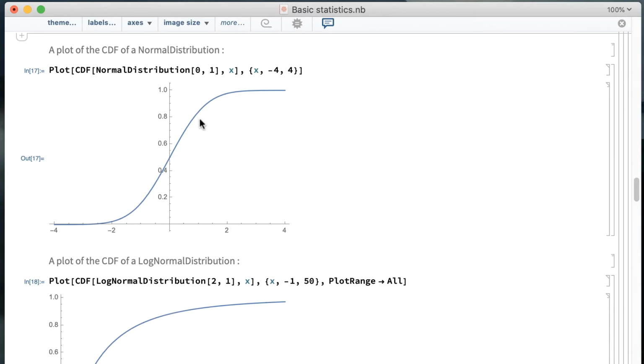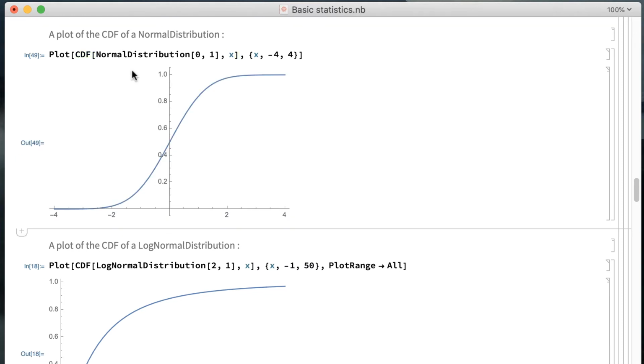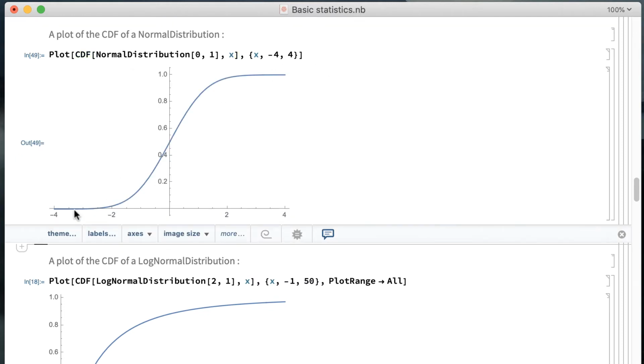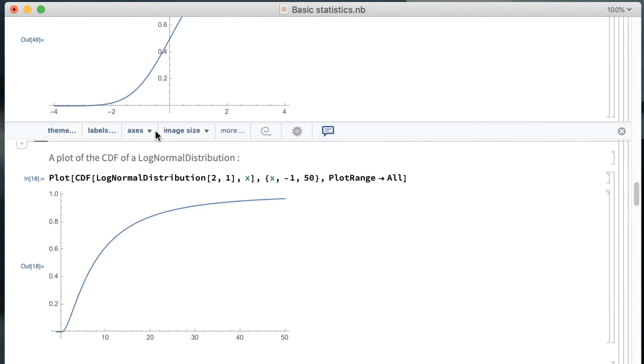For a continuous distribution, like the normal distribution, we don't want a discrete plot. We want to know the plot at all of the values of the domain. And so here we can show it over -4 to 4. Notice that it's bounded at 0 and 1, can't be less than 0, can't be greater than 1, and that it never goes down because a CDF can never go down.